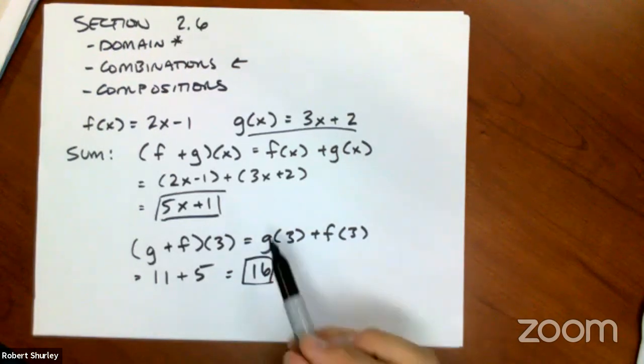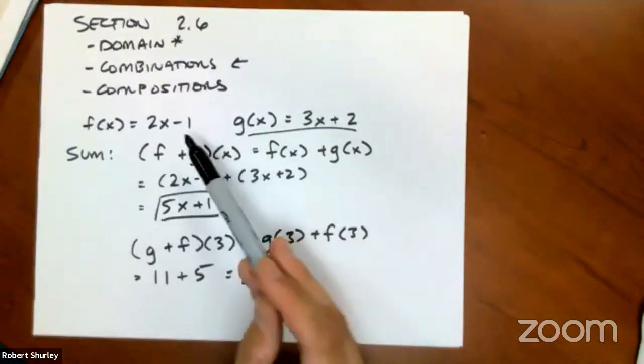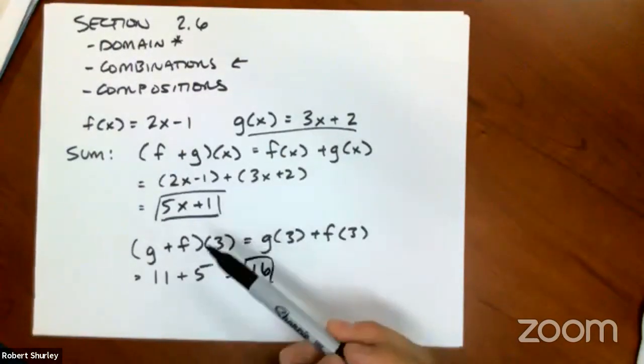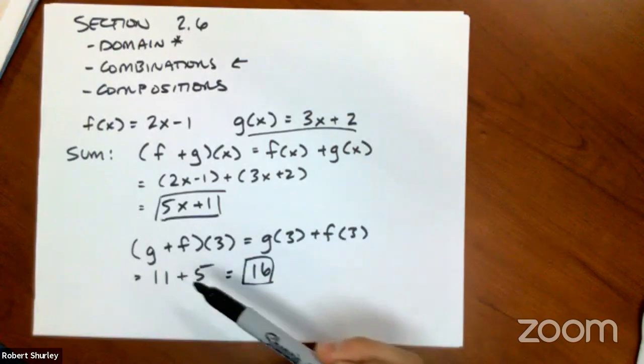Okay, so if we're given just the functions, you just have to add the equations together. If you're given a number, though, you can plug the number into both and then add them together.